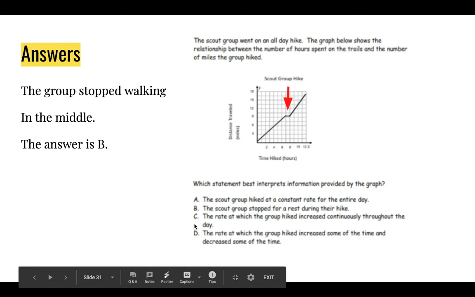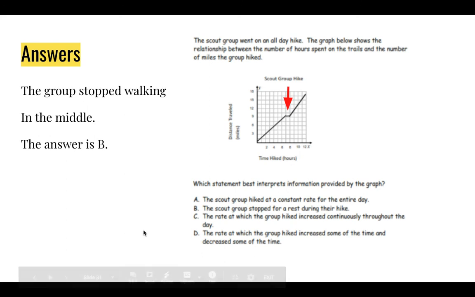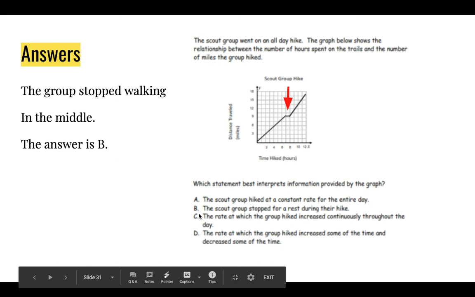C, the rate at which the group hiked increased continuously through the day. So that's not true because we can obviously see they took a rest because they have a zero slope. And D, the rate at which the group hiked increased some of the time and decreased some of the time. So we don't see any decrease. So D is not true. So the answer is B.